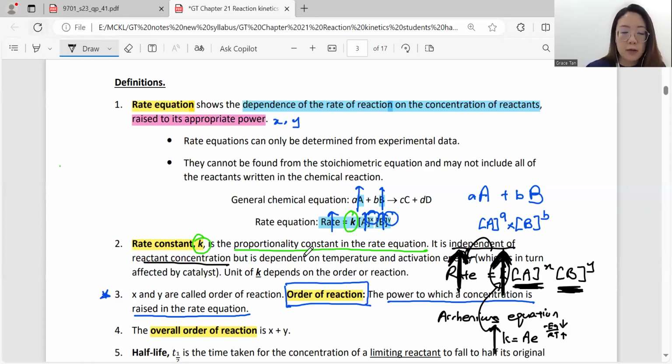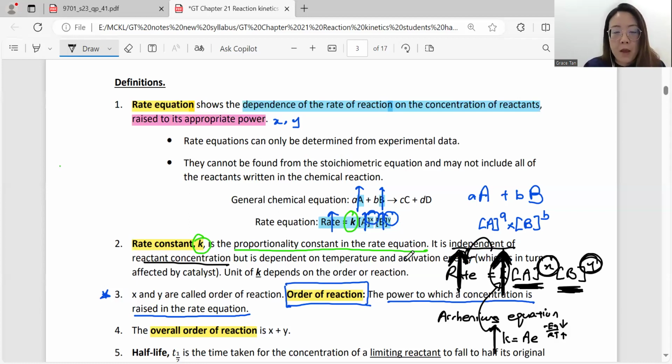Now the last one, very easy. What is the overall order of reaction? Mathematically, you sum up the powers, which are x and y. So you just take x plus y, and that would be the overall order of reaction. All right, I gave you a couple of basics first. So these are the four terms I would like to address and their definitions.